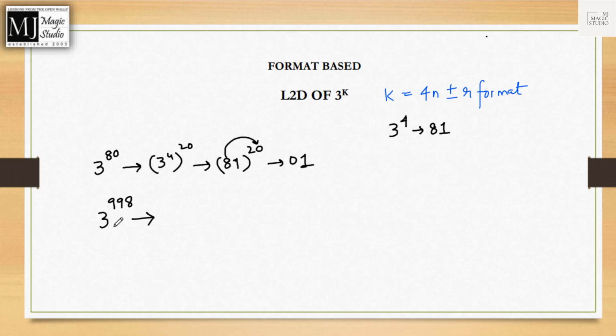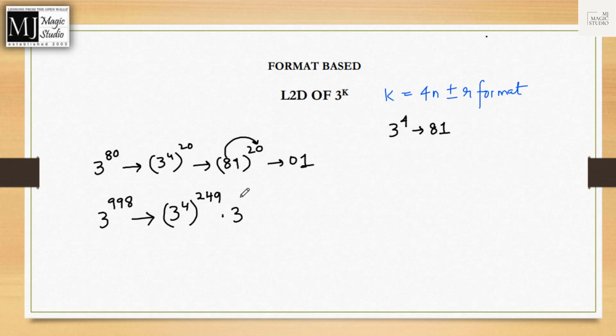We need to convert our power into the format of 4n plus minus r. Divide the entire number by 4, or simply write 3 to the power 4 and divide this by 4 and see how many cycles we can get. We get 249 cycles, and we are left with 2.